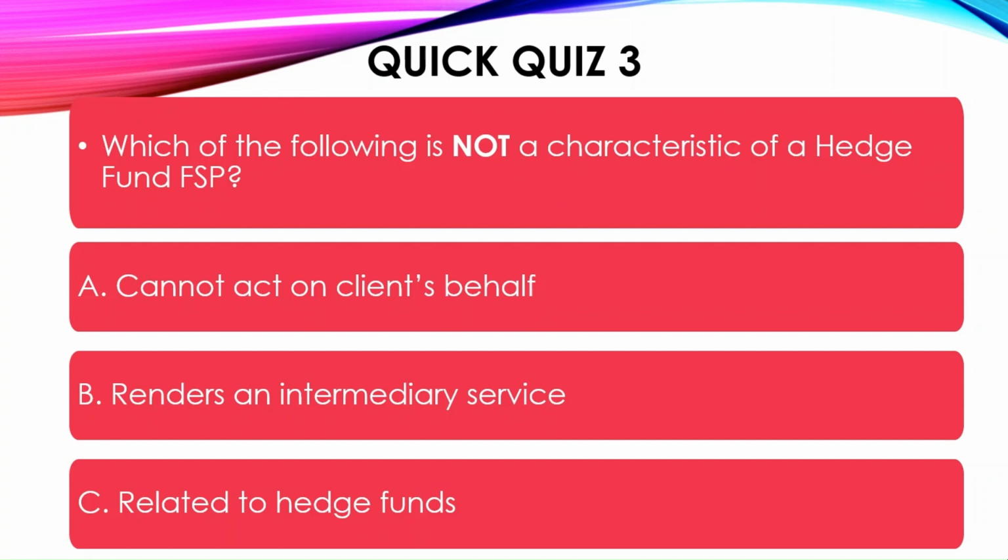Now we need to distinguish between A and B. A hedge fund FSP does indeed render an intermediary service. Remember, all of them render an intermediary service except a category 1 FSP, which means that B is also a characteristic of a hedge fund FSP. Therefore, by process of elimination, the answer is A, cannot act on the client's behalf. And this is not a characteristic of a hedge fund FSP.